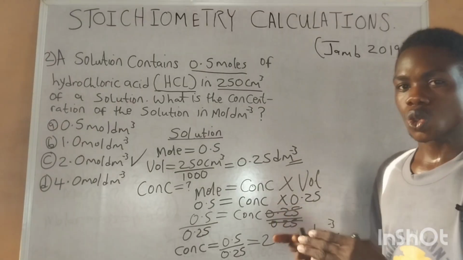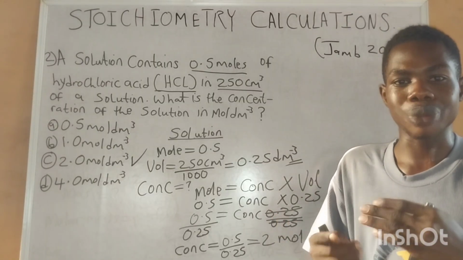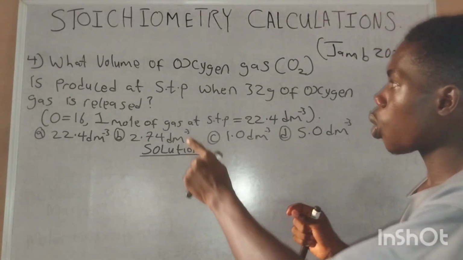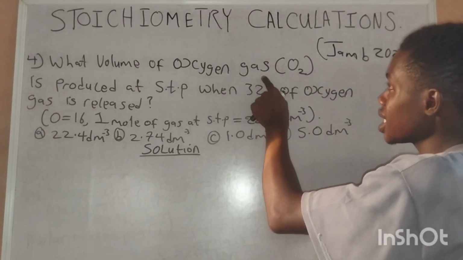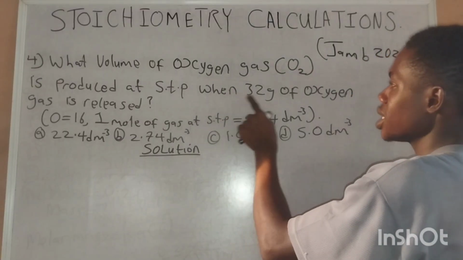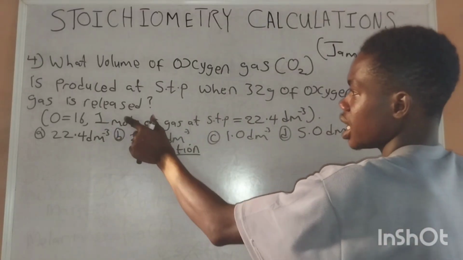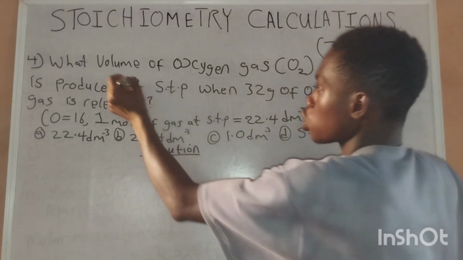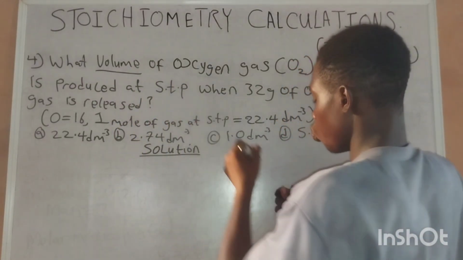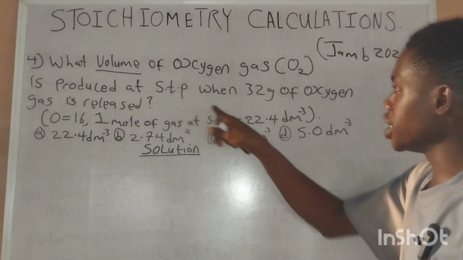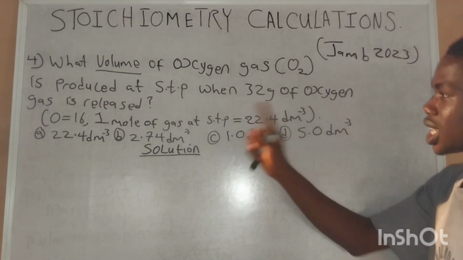So let's continue with the lesson. From here, we'll be moving straight to the next practice question. The next question says, what volume of oxygen gas O2 is produced at STP when 32 grams of oxygen gas is released? If you look at this question very well, we are looking for volume. What volume of oxygen gas is produced at STP when 32 grams of oxygen gas is released?